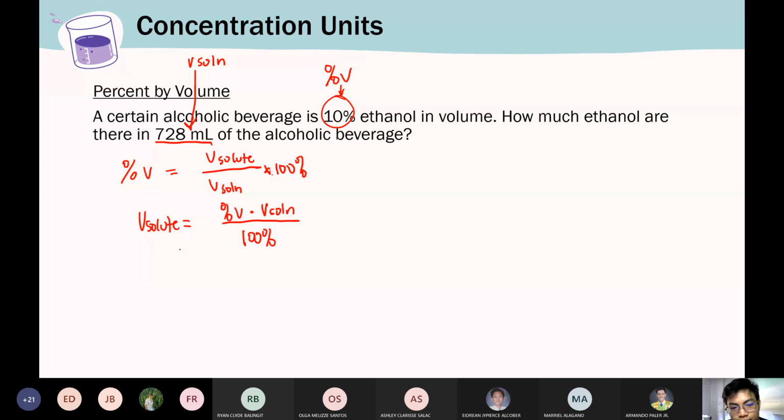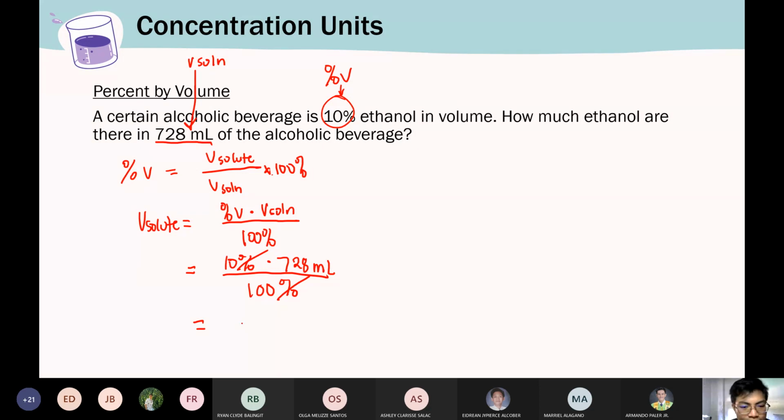Yan. And then, plug in everything. Percent V, 10% times volume of the solution, 728 ml, divided by 100%. Again, the percent serves as a unit, ha? Hindi siya yung ano talaga, percent na percent. No? Unit natin yan. So, as you can see here, the percentage will cancel. Okay? Ka-cancel out sila. And then, yung ml yung matitira.